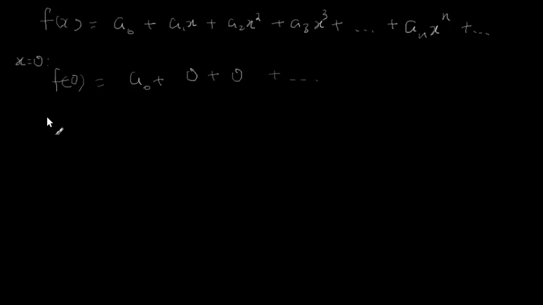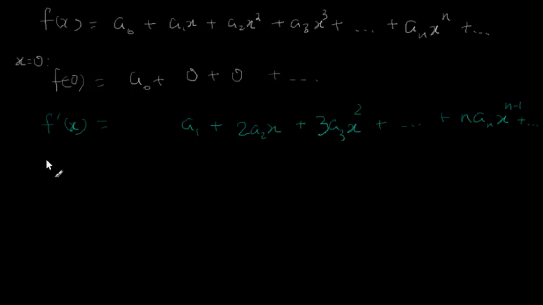like I did just now. So that's the first derivative. If I differentiate a0, I get 0. If I differentiate a1x, I get a1. Differentiate x squared, I get 2x. x cubed gives 3x squared, and so on. So x^n gives n x to the power of n minus 1.